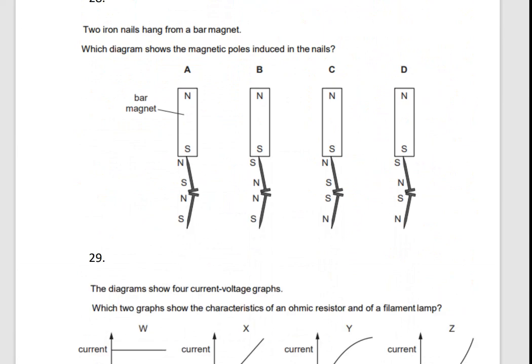Magnetism, an easy question. Which diagram shows magnetic poles induced in the nails? So this is a bar magnet. When you attach a nail to it, a magnetic pole is induced in the nail, exactly opposite of the pole that is facing it. So this end would obviously be the north pole, which means a south pole is induced here so that the nail gets attracted to the magnet. So the other end would be north, obviously.